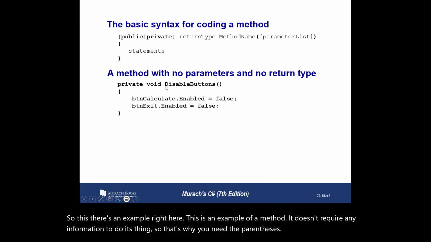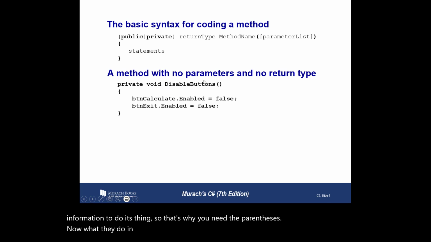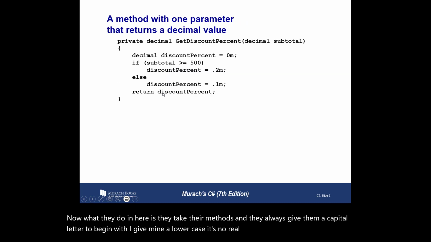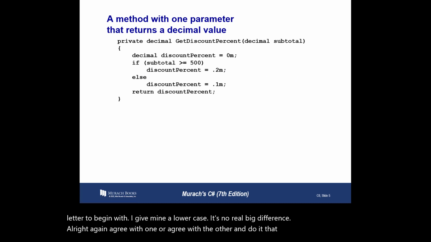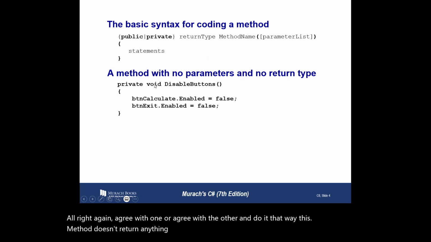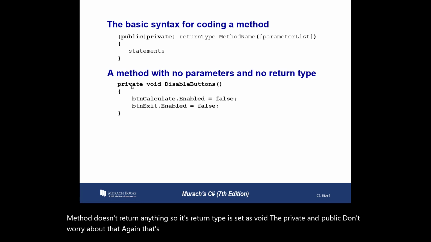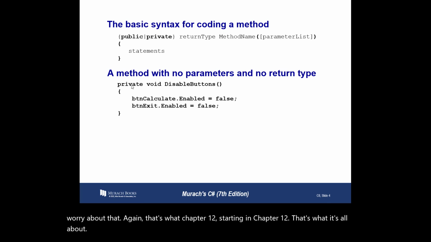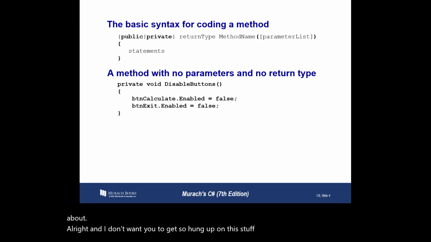Now, what they do in here is they take their methods and they always give them a capital letter to begin with. I give mine a lowercase. It's no real big difference. All right, again, agree with one or agree with the other and do it that way. This method doesn't return anything, so its return type is set as void. The private and public, don't worry about that again. That's what chapter 12, starting in chapter 12, is all about. All right, and I don't want you to get so hung up on this stuff that you're totally confused.